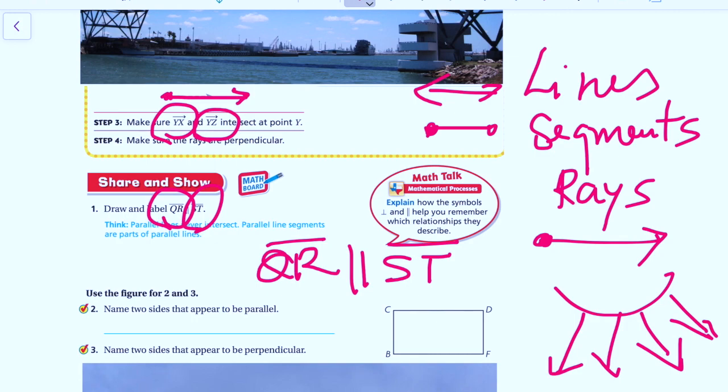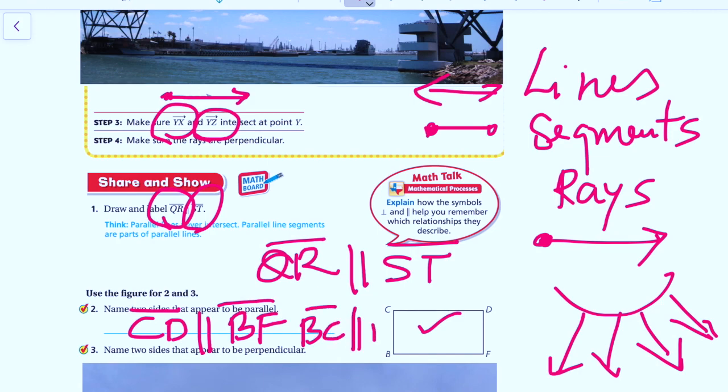So in this picture of a rectangle, CDBF, it says name two sides that appear to be parallel. So segment CD, not a line, not a ray, is parallel to segment BF. And similarly, segment BC is parallel to DF. I hope you understand by now what the segment and the ray are.